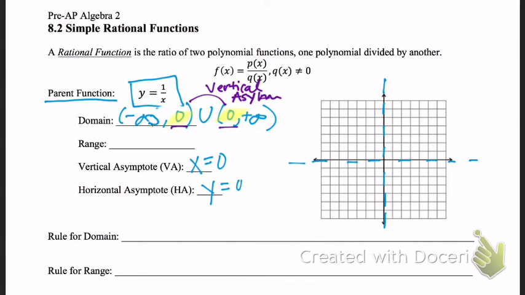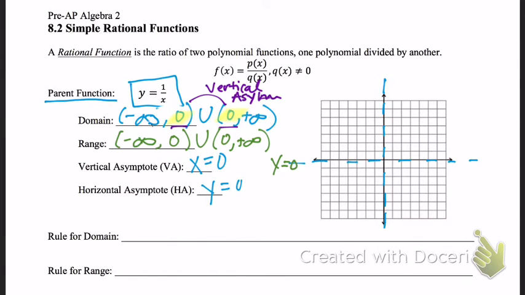Okay, and then your range is going to be the same thing, but it's going to stop at your horizontal asymptote. So think about it: domain goes with the vertical asymptote, and range goes with the horizontal asymptote, because remember you're doing range from bottom to top. So my range is going to look like the same thing. It's going to be negative infinity, then it's going to stop at 0, which is my horizontal asymptote, y equals 0. Then separated by a U, which we call union, 0 to positive infinity.